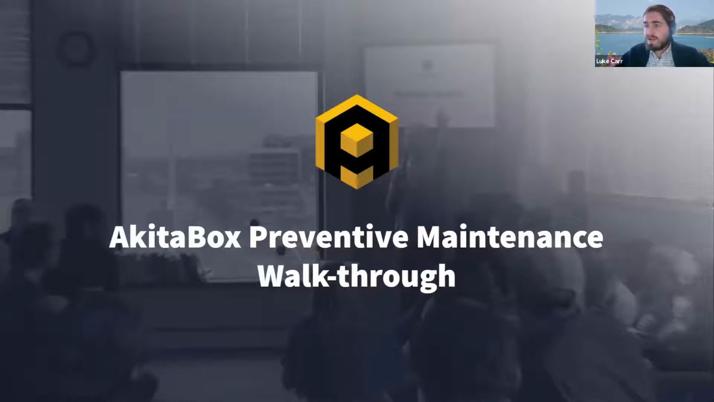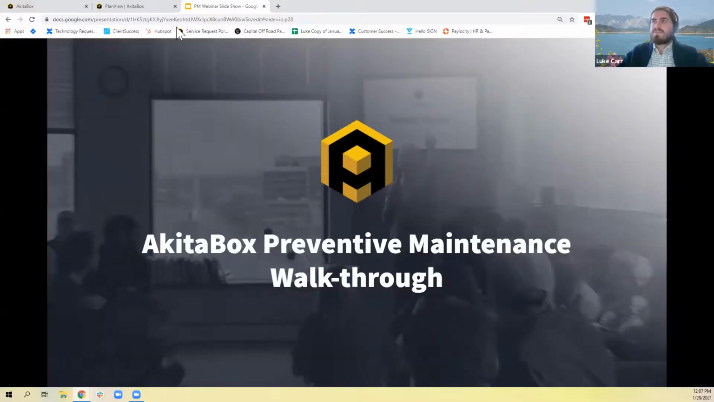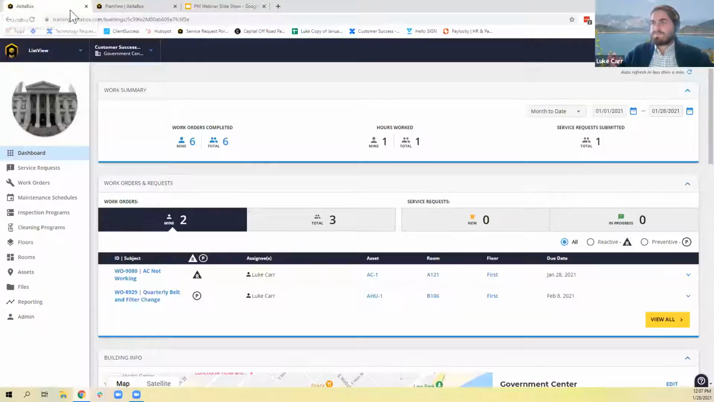So without further ado, I'd like to just jump over and start our demo of AkitaBox preventative maintenance. So I'm starting here in the building dashboard. Let's first take a look at where your work orders generate and the difference between the reactive and preventive. So first we have reactive work orders and preventive work orders. They're going to live in the same place right here, and they're going to be completed exactly the same.